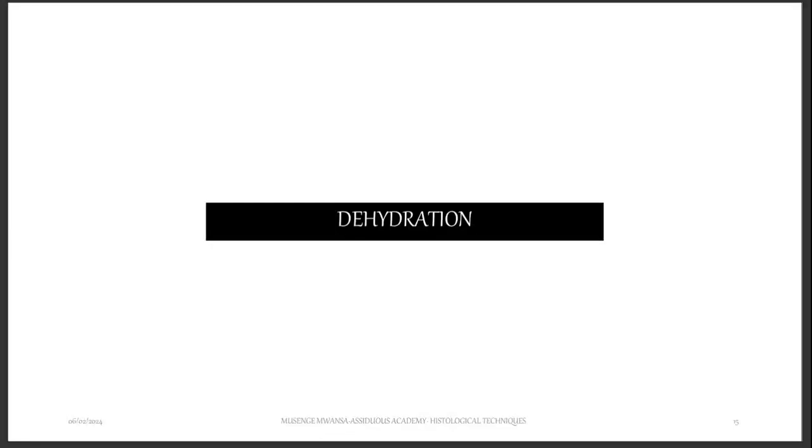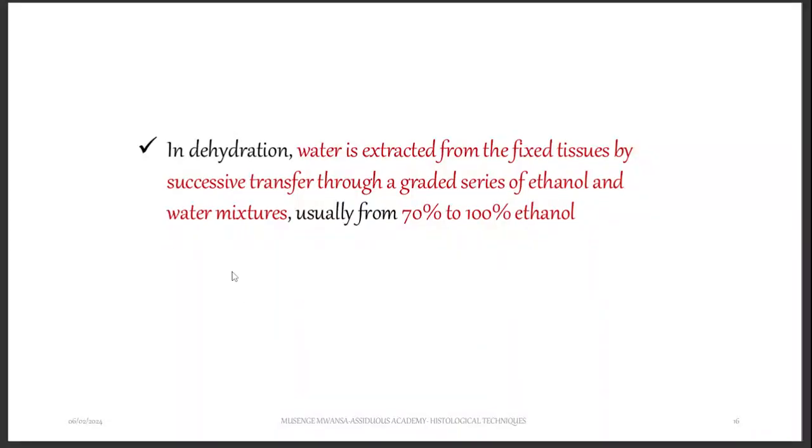So remember, after you have preserved your tissue, the next thing that you need to do is dehydrate to remove water from that tissue. In dehydration, water is extracted from the fixed tissue by successive transfer through a graded series of ethanol. In other words, when you want to remove water from the tissue, you use alcohol, and that alcohol is ethanol. And how do you do that? You add ethanol to the tissue in an increasing order, starting from 70%.